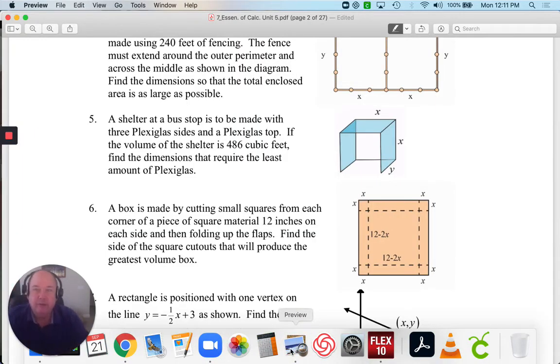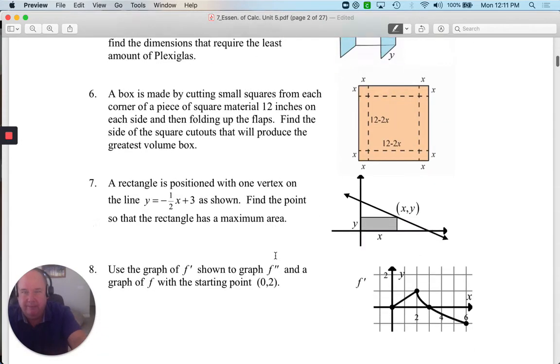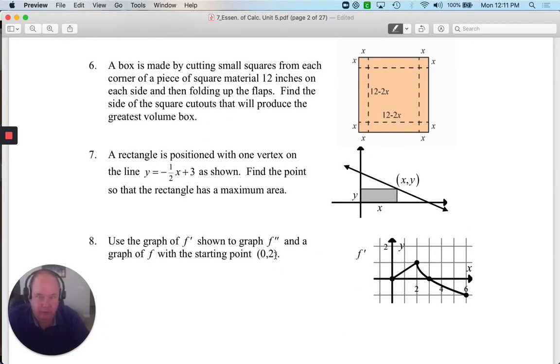All right, number 6. So in number 6, a box is made by cutting small squares from each corner of a piece of material and then folding up the flaps. If you have a good memory, in Math 3 or in Compacted, we built a box like this a year ago or so. We cut square corners and folded it up and we were trying to maximize or minimize. At that time, we used a table of values to figure it out. Anyways, we're going to use calculus to figure this out completely.